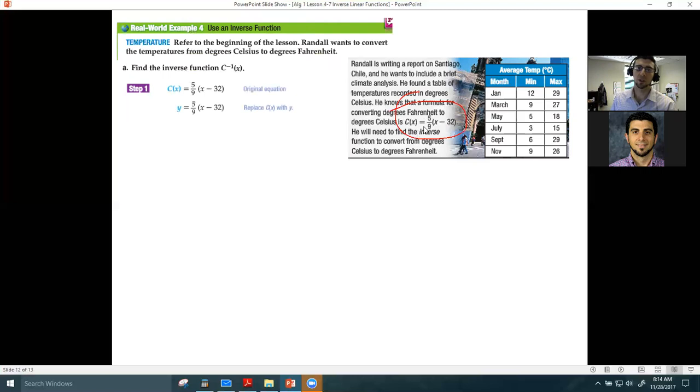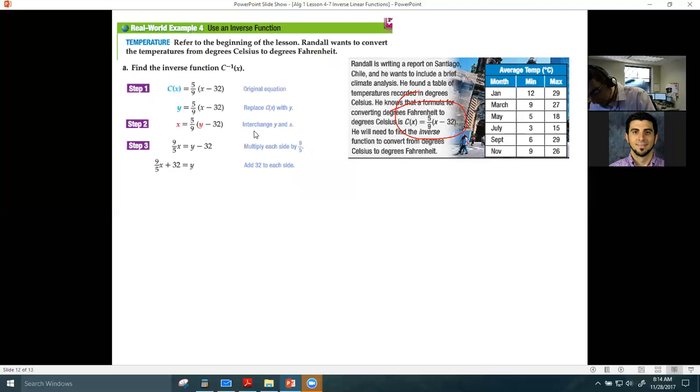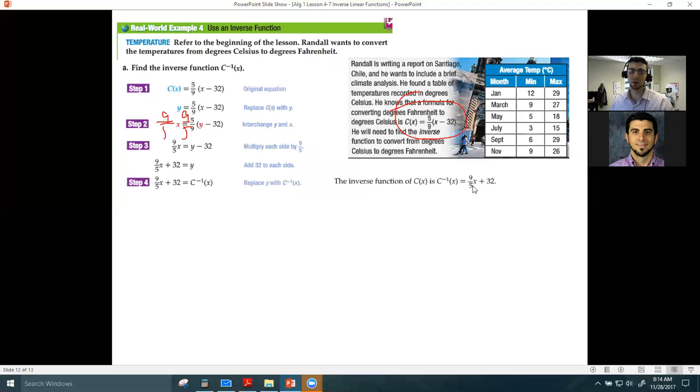So I'm going to replace the original function c of x with y, then interchange x and y. Now I wouldn't distribute the 5/9. You could just multiply by the reciprocal of 5/9 to get rid of it. So multiply both sides by 9/5. So that cancels the 5/9 if you do 9/5 here and 9/5 here. So you have 9/5 x equals y minus 32. Add 32 to both sides, and then replace the y with c inverse, and you get the inverse function. So 9/5 x plus 32 is the inverse function.